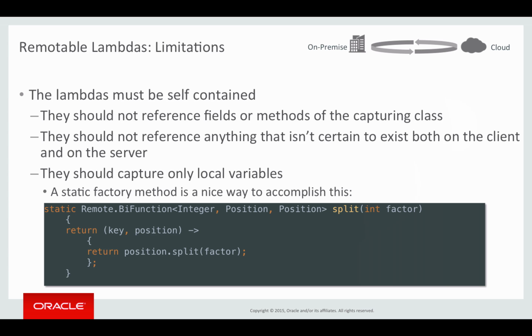So this leaves only one thing for you to worry about, which is to make sure that you're not referencing classes, static fields, and methods that do not exist both on the client and the server inside the Lambda. If you do that, this Lambda should be remotable, and we can redefine it on the server.